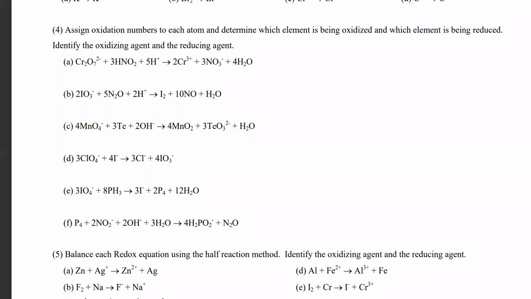What you have to do is balance the number of electrons lost and gained, and make them equal.